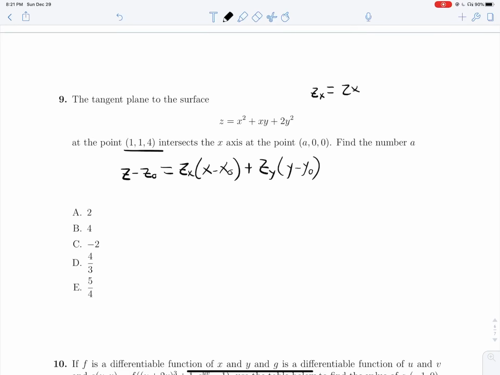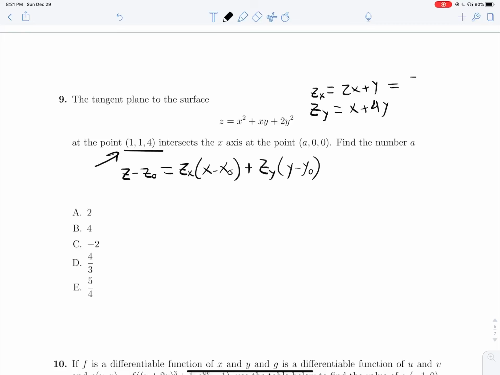We can find those pretty easily. z_x is 2x plus y, and z_y is x plus 4y, and we can't just put those in as they are. It'll be much easier if we evaluate them at this point that we're taking our tangent plane at.